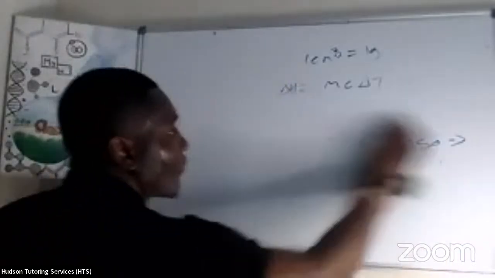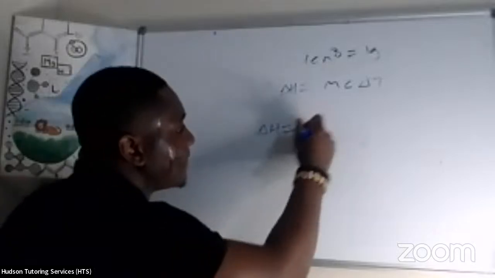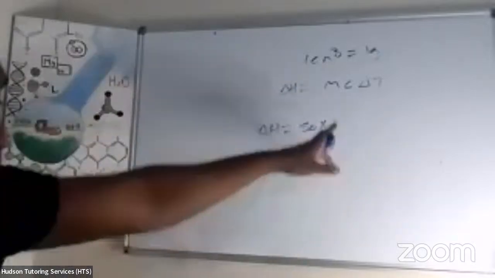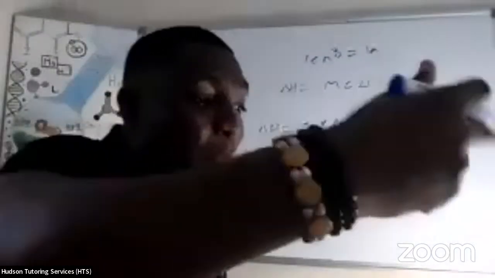Everybody good so far? So therefore, we can go ahead and say delta H is equal to 50 times C, where C is our specific heat capacity, which is 4.2 joule per kilogram per Kelvin, times delta T, which is the temperature difference. What's that temperature difference now, guys?